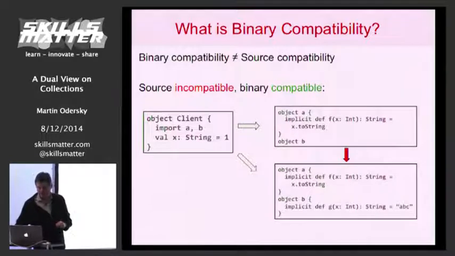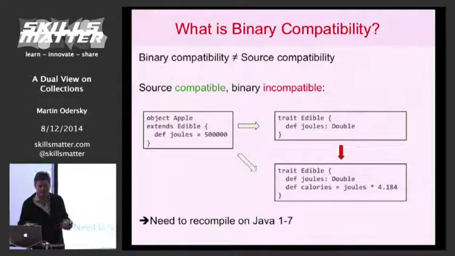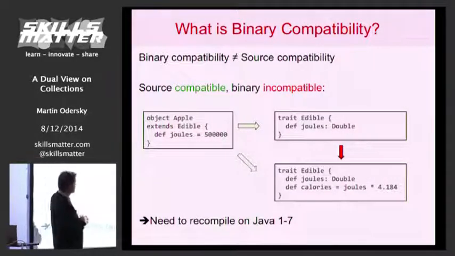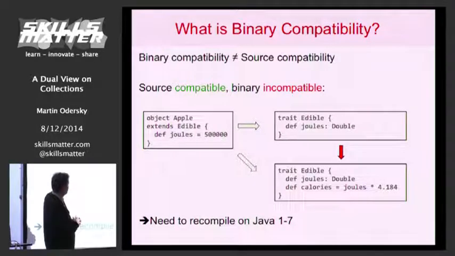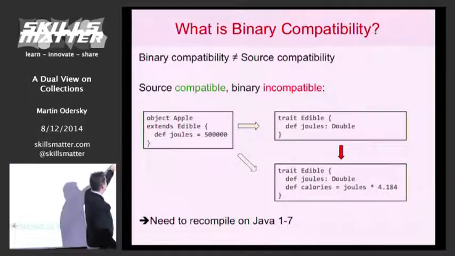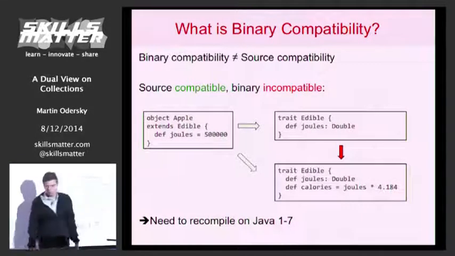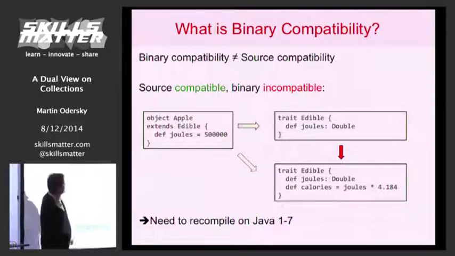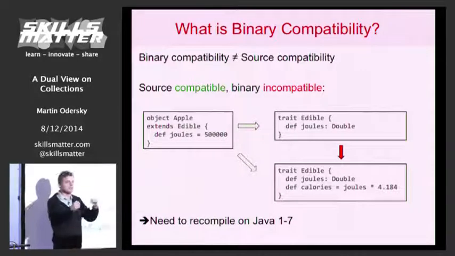But the big problem is the other way around: something that is source compatible and binary incompatible. That's a very simple example here. You have a trait Edible, and a thing that's Edible has joules, which is a Double, and then you have an Apple, and it has 500,000 joules. Amazing, but it's true.